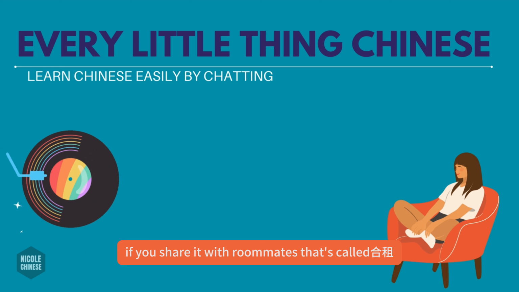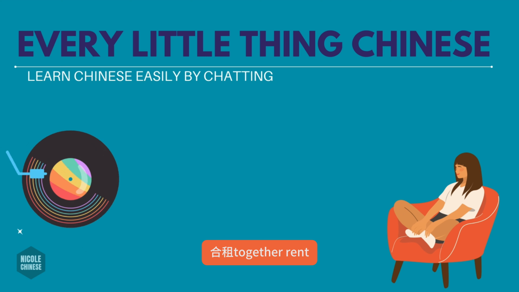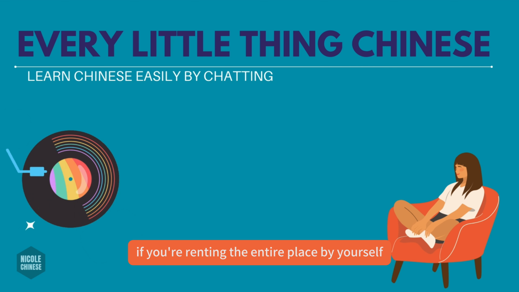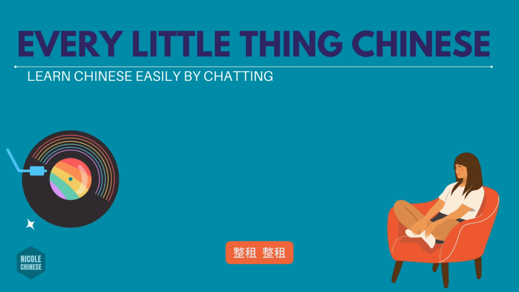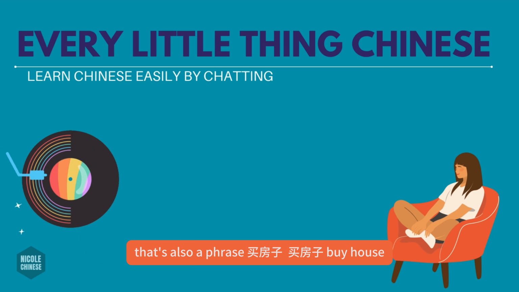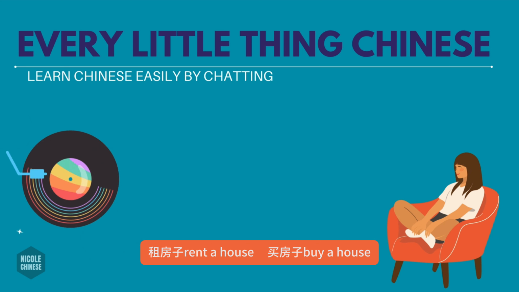If you share it with roommates, that's called 合租. 合租, together rent. 合, together. And your roommates are 室友, room friend. If you're renting the entire place by yourself, 整租. When you buy a place, that's also a phrase. 买房子. Buy house. 租房子. Rent a house. 买房子. Buy a house.